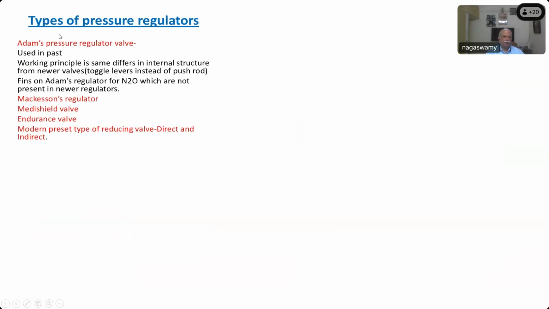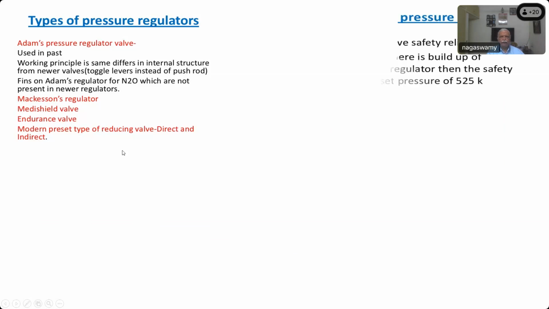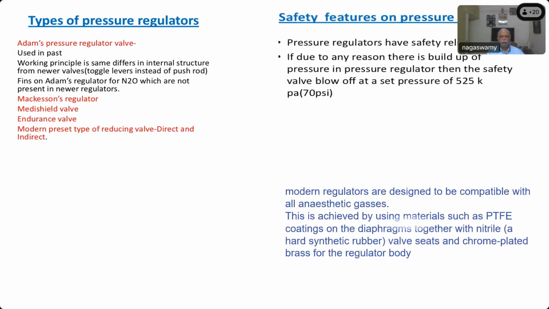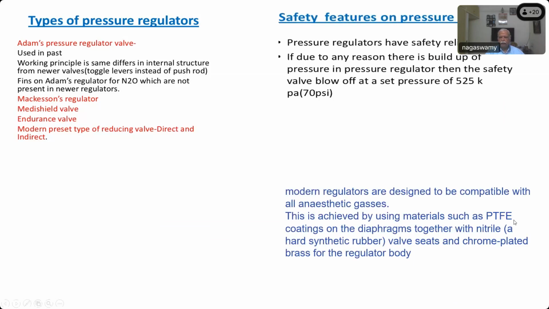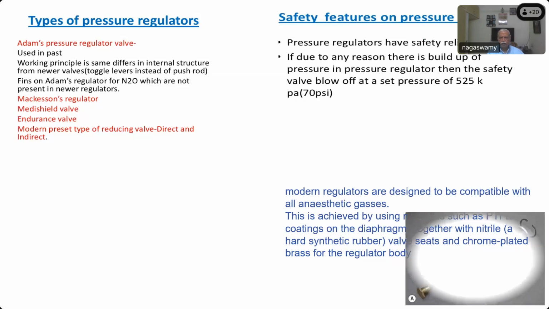Again, for history's sake, the Adams pressure regulator was used in the past. It was the same principle but a little bit different, because the fins in the Adams regulator of nitrous oxide are not present in the new regulators. And then there were McKesson's, Medishield, Endurance valve, and the modern type of pressure relief valve, which are direct and indirect. And of course, modern anesthesia machine regulators have this special material, polytetrafluoroethylene, so PTFE coating on the diaphragm, together with nitrile, a hard synthetic rubber, on the valve seats, and chrome plated brass for the regulator body. So these are all the advancements that are made in the pressure regulators.